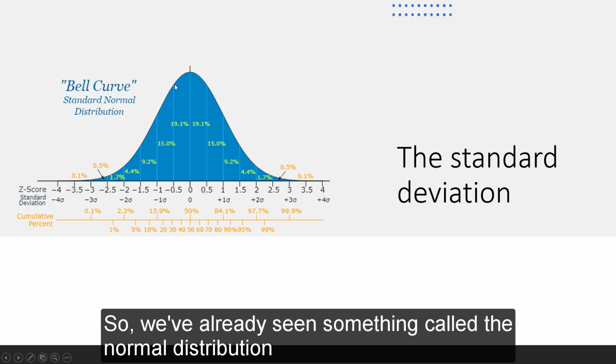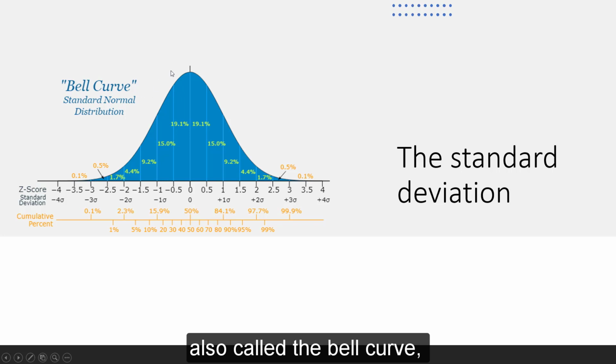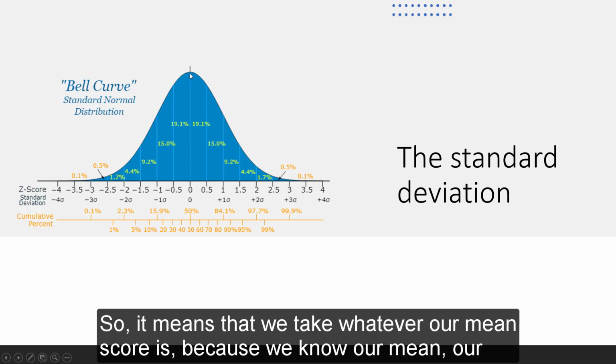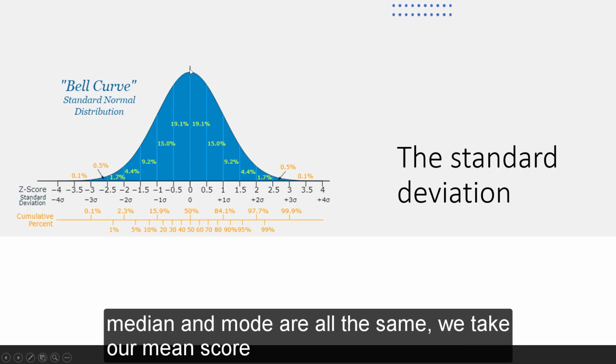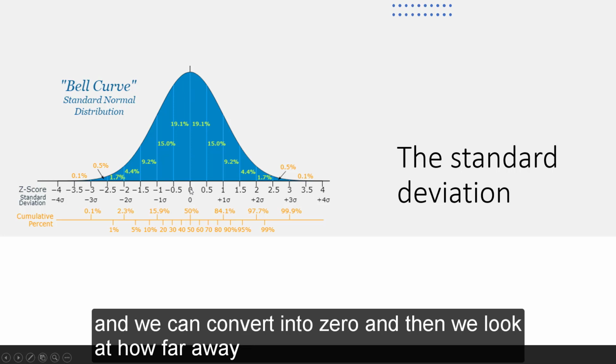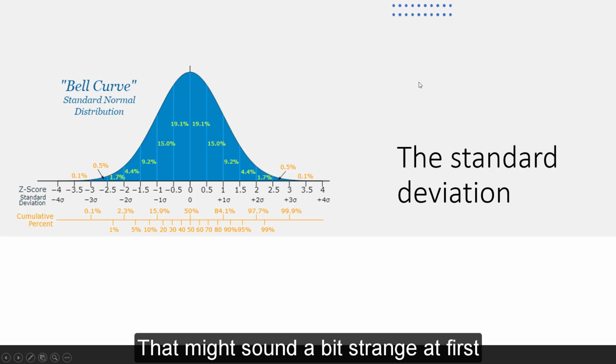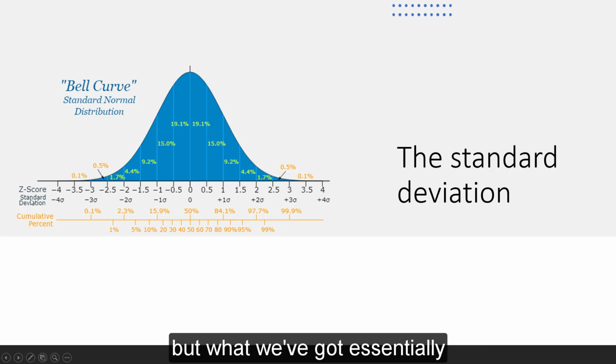So we've already seen something called the normal distribution, also called the bell curve. Now what we can do is standardize that. So what does that mean? It means that we take whatever our mean score is, because we know our mean, median and mode are all the same. We take our mean score and convert it into 0, and then we look at how far away every person's score is from that. It might sound a bit strange at first, but what we've got essentially are standard deviations.